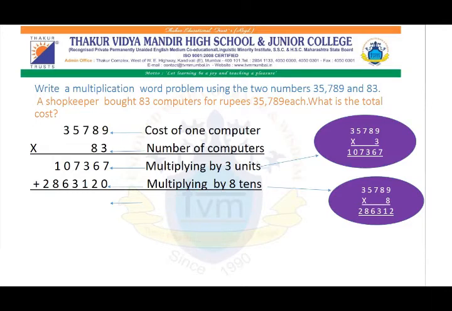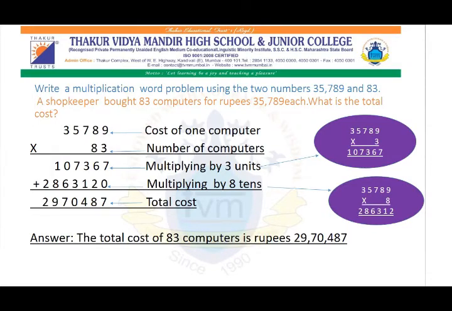28,63,120. Again, check here. Before writing that answer I have put 0 in the unit place. Why? Because it is 8 tens. I have multiplied with 8 tens, so 0 should be written in the unit place. And now I am going to add both the answers to get my final answer. So the total cost is 29,70,487. This final answer I need to write in words. The total cost of 83 computers is rupees 29,70,487. Correct?